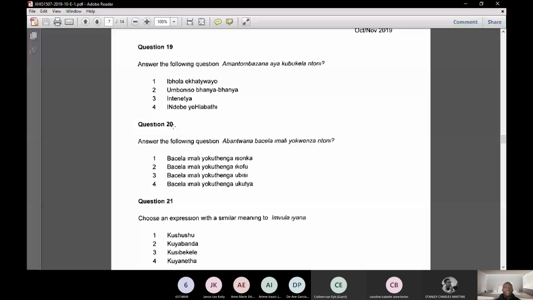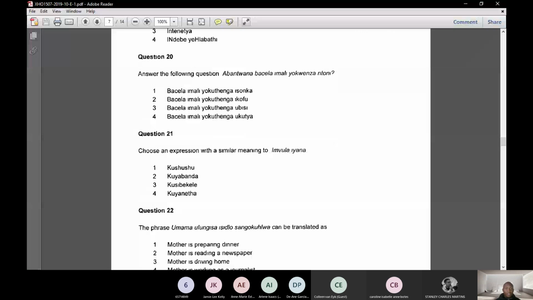Question 20. Answer the following question. Abantwana bacela imali yokwenza ntoni? We've answered this already. Bacela imali yokuthenga isonka, bacela imali yokuthenga ikofu, bacela imali yokuthenga ubisi, bacela imali yokuthenga ukutya. Give me a number. Number 4. Number 4 is correct.